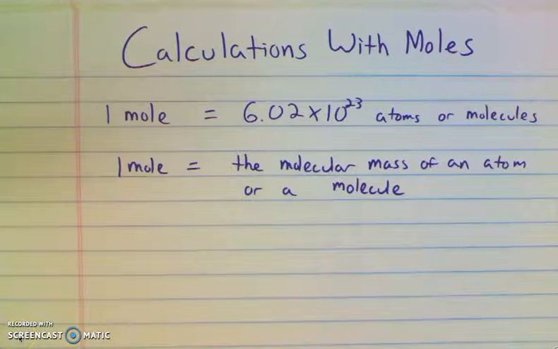So before we go further with calculations of the mole, let's just do a recap of what the mole is. A mole is equal to 6.02 times 10 to the 23rd atoms or molecules. That's how much one mole is. We call that Avogadro's number, and it was named after its discoverer. Now, if we know we have 1 mole of a substance, that is also equal to the molecular mass of an atom or a molecule.